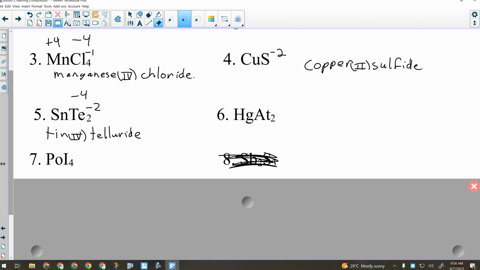All right. Hg is mercury, and it is with astatine. Astatine's always a -1, so that means there's 2 negative charges. Mercury can be a +1 or a +2, so this is mercury 2 astatide. And our last one here, polonium, is with iodine. Iodine's always a -1, so that means there's 4 negative charges. Since there's only 1 polonium there, its charge must be +4. So this is polonium 4 iodide.